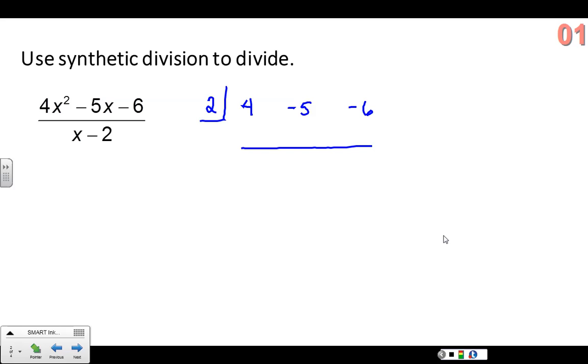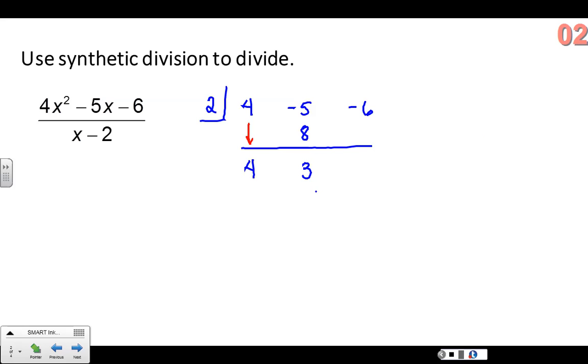So to do synthetic division, these are always the steps that you're going to follow. On the first term, you just bring it down like it is. So we're going to bring down the 4. Now, multiply 4 times the divisor. 4 times 2 is 8. So I'm going to bring that to this column. Now, add this column together. Negative 5 plus 8. Add that together, and I get 3.